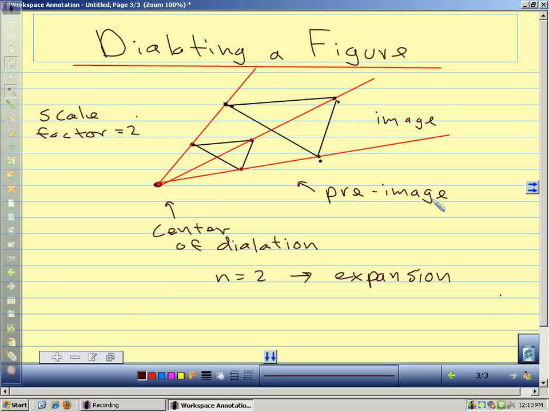So this is how we draw dilations of figures. All my lengths are multiplied by the scale factor. Questions on that?